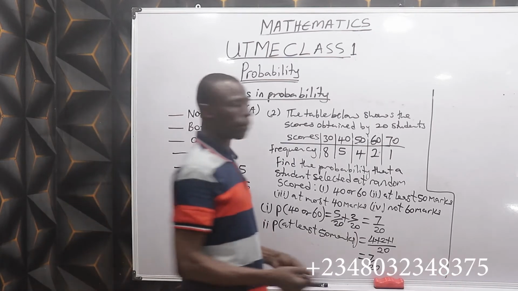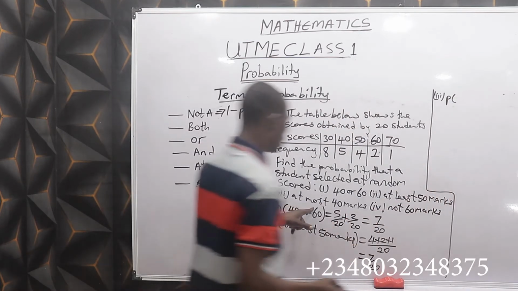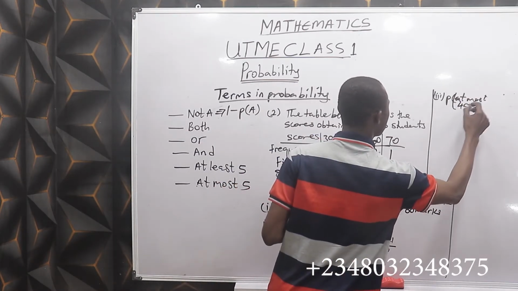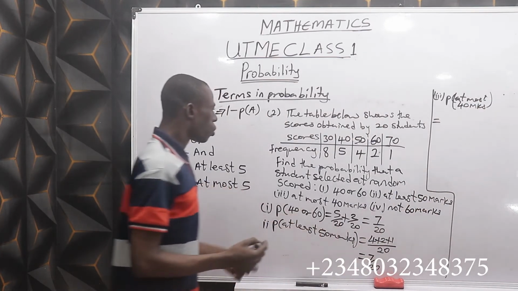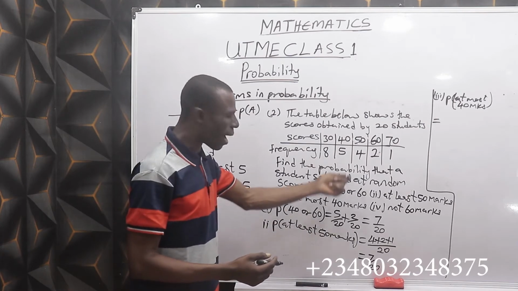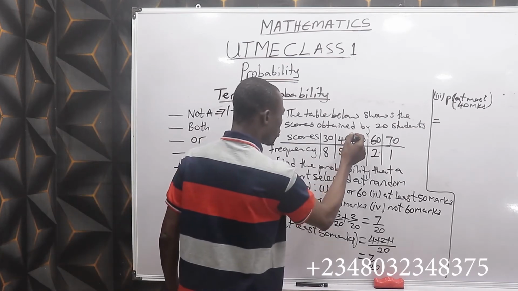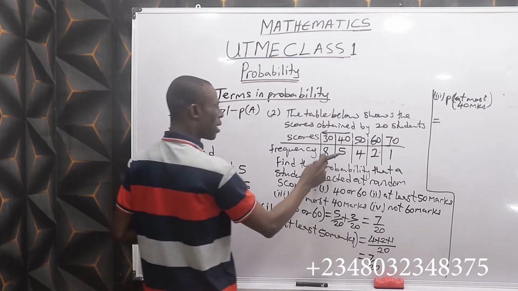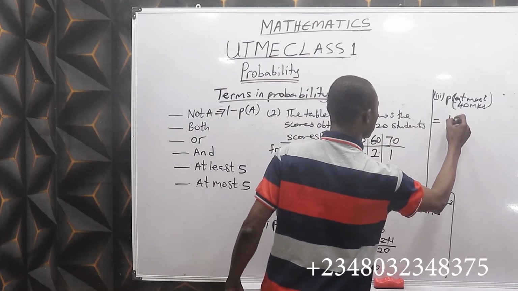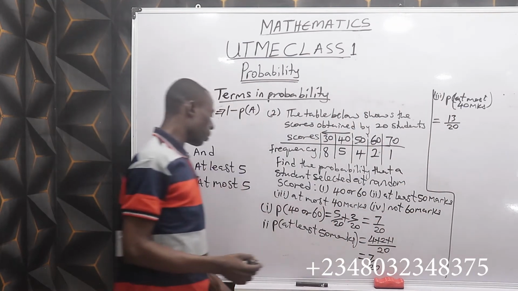Now, Roman figure 3. Probability of at most 40 marks equals those that scored 40 marks and below. That's it, 40 and below. And how many students are there? 5 and 8. That is 13 over 20. And that is the answer.